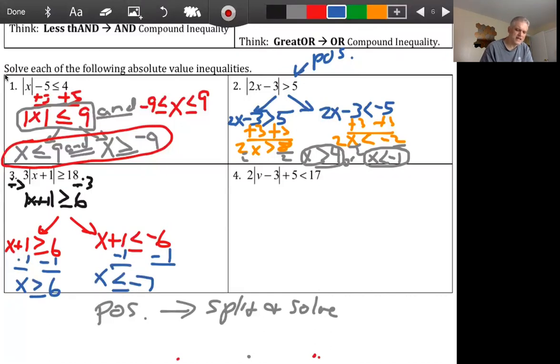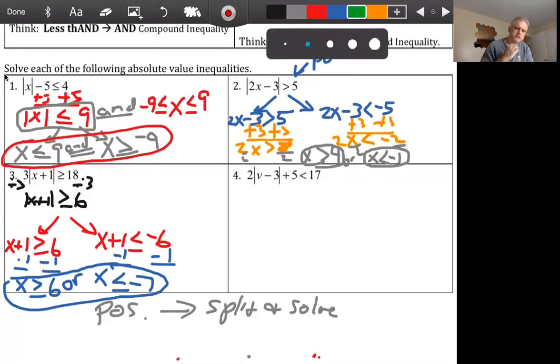Now, can any number be greater than or equal to 6 and at the same time be less than or equal to -7? Of course not. That's why we knew it would be or. Okay, just like back here, it was greater than. So I'm going to put the word or in between these two inequality symbols. X is greater than or equal to 6, or x has got to be less than or equal to -7. Okay.